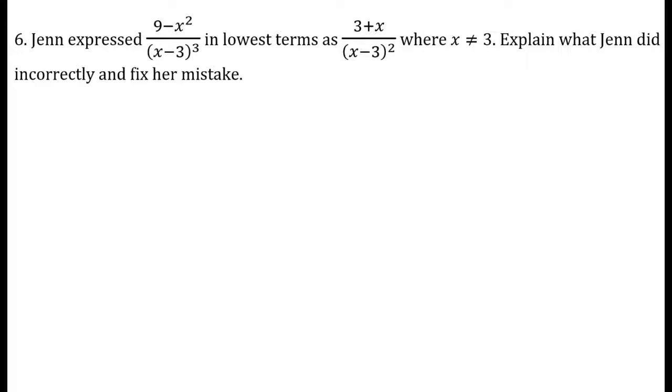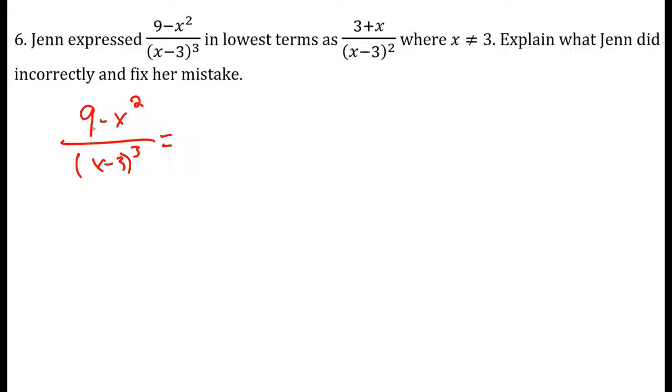Number 6, Jen expressed that expression in lowest terms. And clearly she excluded x equals 3 because that's when the denominator would be 0. Explain what Jen did incorrectly and fix her mistake. So let's deal with the expression that Jen started with. Jen had 9 minus x squared over x minus 3 cubed.